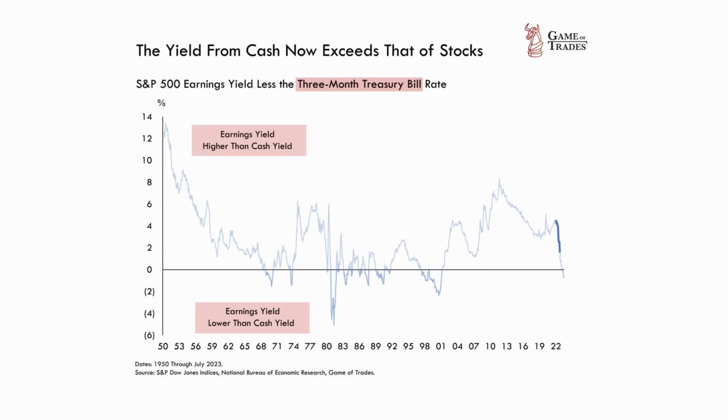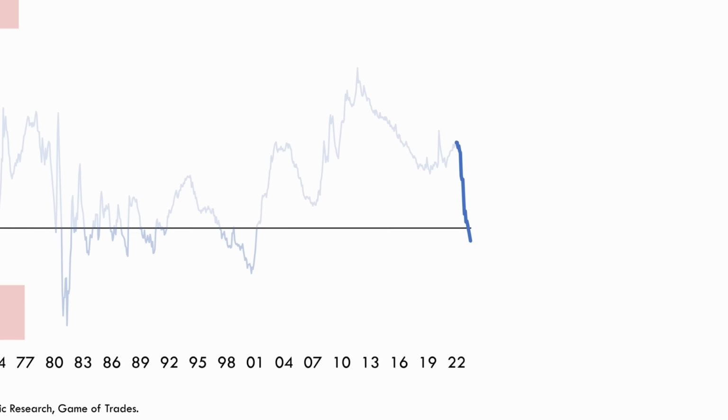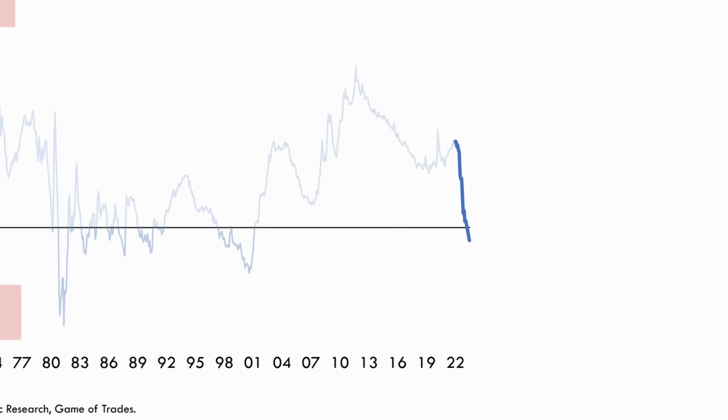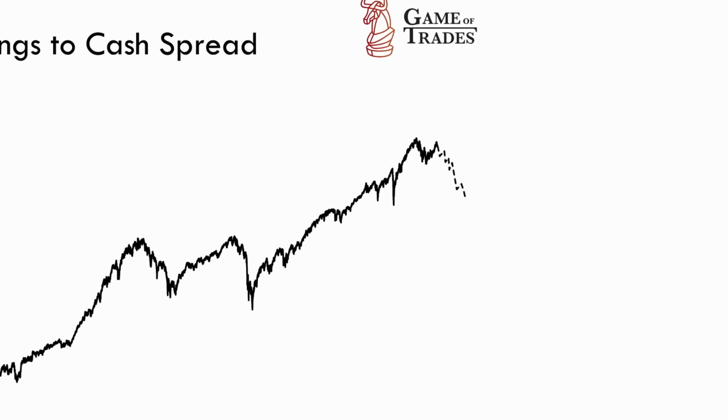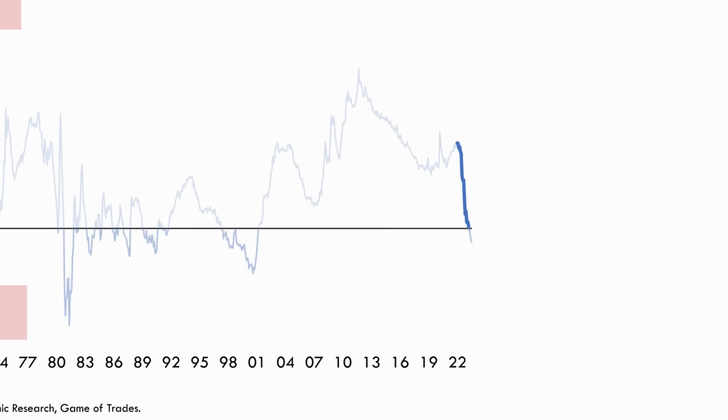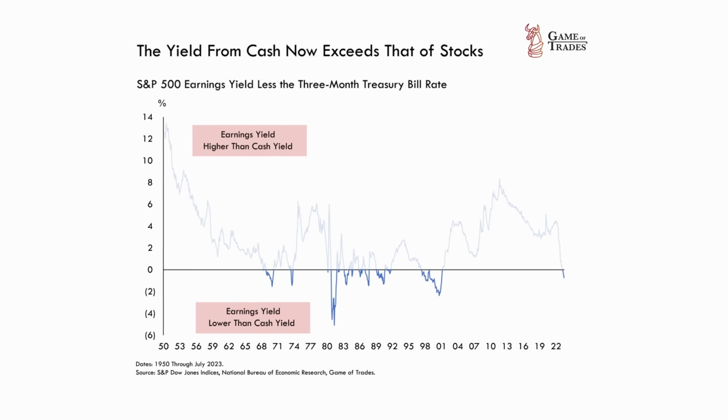So what exactly is this signal? Why has it been so accurate at timing significant market corrections throughout history? And should we expect this signal to be followed by a large market drawdown today? Now, when this chart goes into negative territory below the zero line, it means the S&P 500 earnings yield is less than the 3-month treasury bill rate.